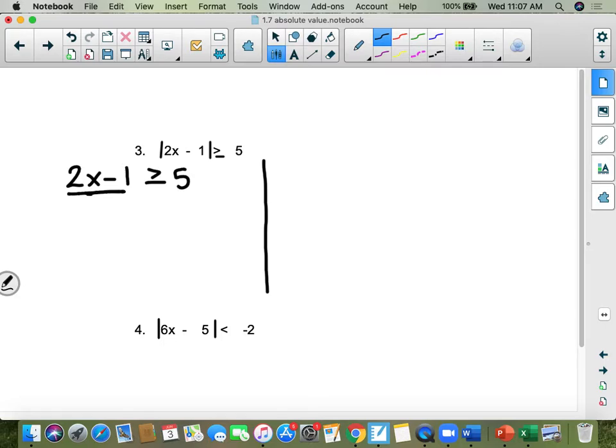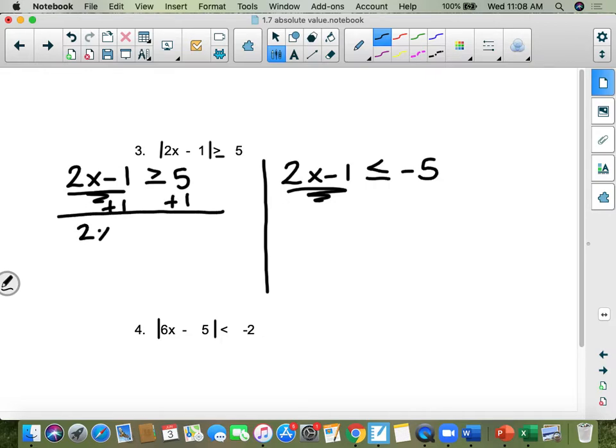The 2x minus 1 does not change. I need to put 2x minus 1 over here. But what does change is the less than or equal to, and the negative from 5 to a negative 5. I'm going to add 1 to both sides, and I'm going to get 2x is greater than or equal to 6. Divide by 2, divide by 2. X is greater than or equal to 3.